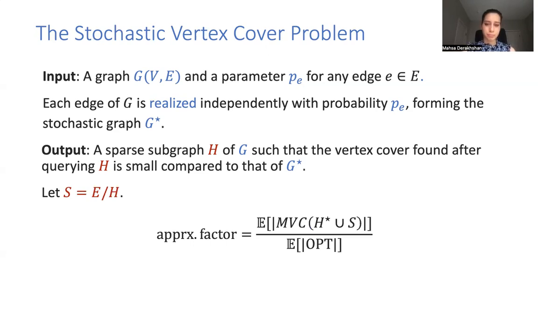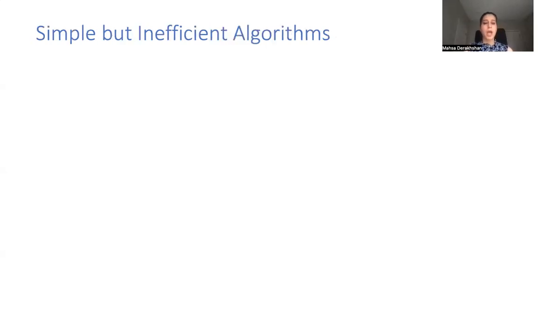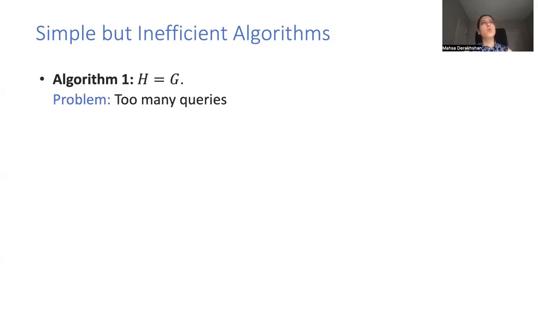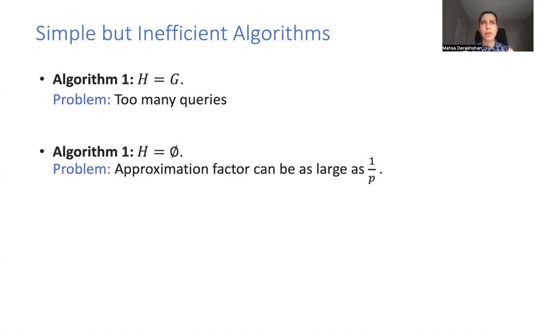Okay. Now that we have defined the problem clearly, let's talk about some simple but inefficient algorithms. They give us some intuition why we have to do better. First, what if we query all the edges? This clearly is not good because your graph can potentially be very dense and you don't want to query that many edges. What if we query nothing?